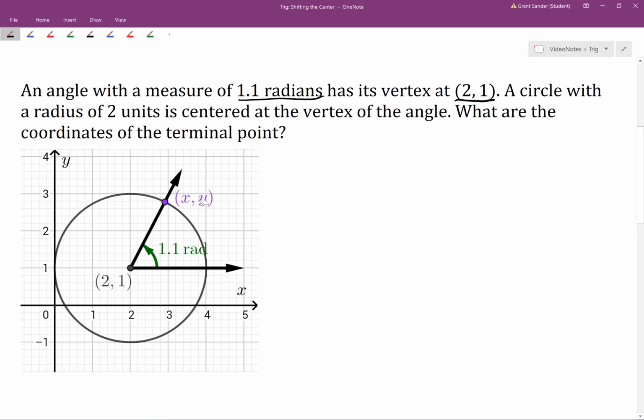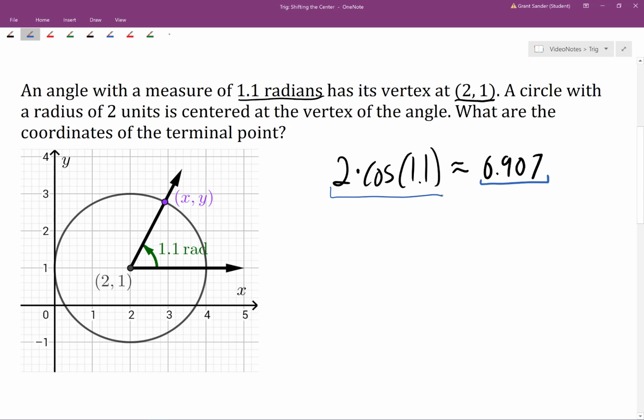So first of all, the radius of our circle is 2, and our angle has a measure of 1.1 radians. So we should feel tempted to write something like 2 times cosine of 1.1. That gives us a value of about 0.907. Now, we need to decide what this number tells us. Recall that the output of the cosine function gives us a distance to the right of the center of the circle measured in radii. And since the radius of the circle is 2, 2 times cosine of 1.1 should give us the terminal point's distance in units to the right of the center of the circle.